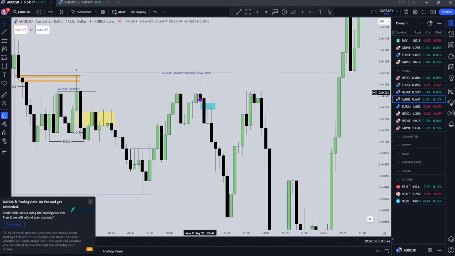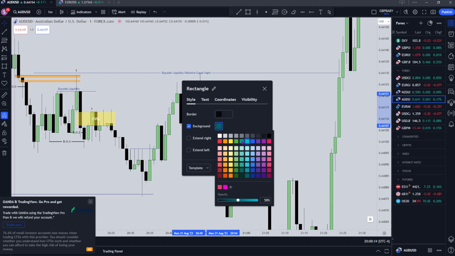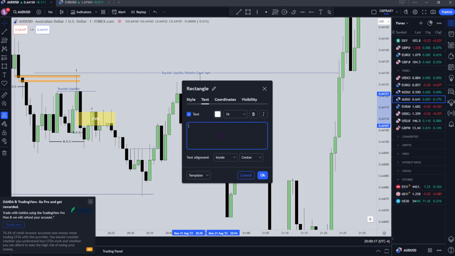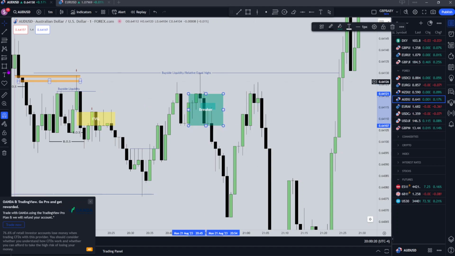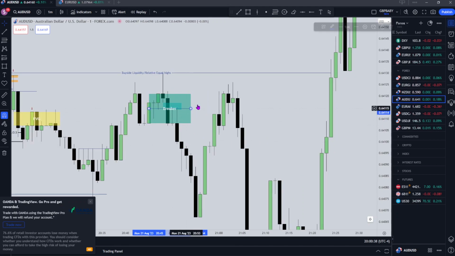I've got a breaker here. Breaker block will be this one. High, low, high, high break. So it's going to be this order block. It will be a breaker in itself. Breaker, and we'll also mark out the midpoint. See, our price respects that midpoint.